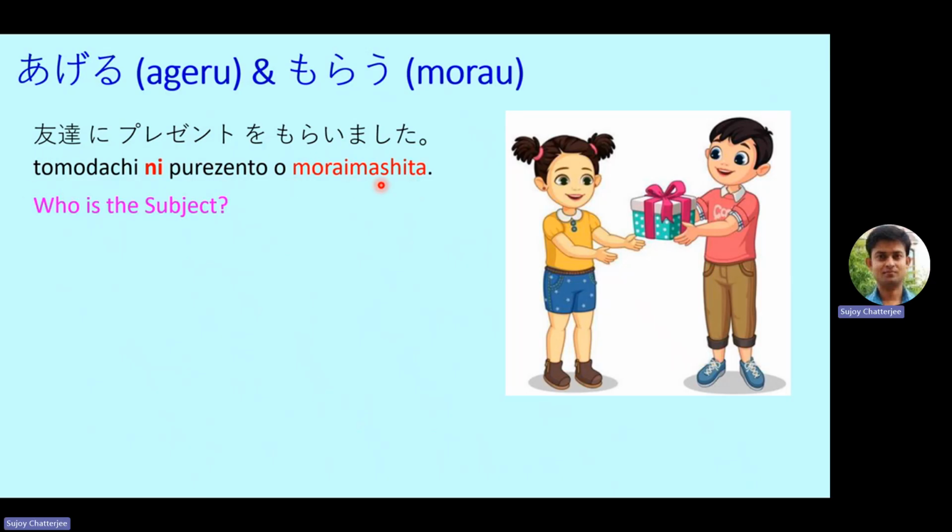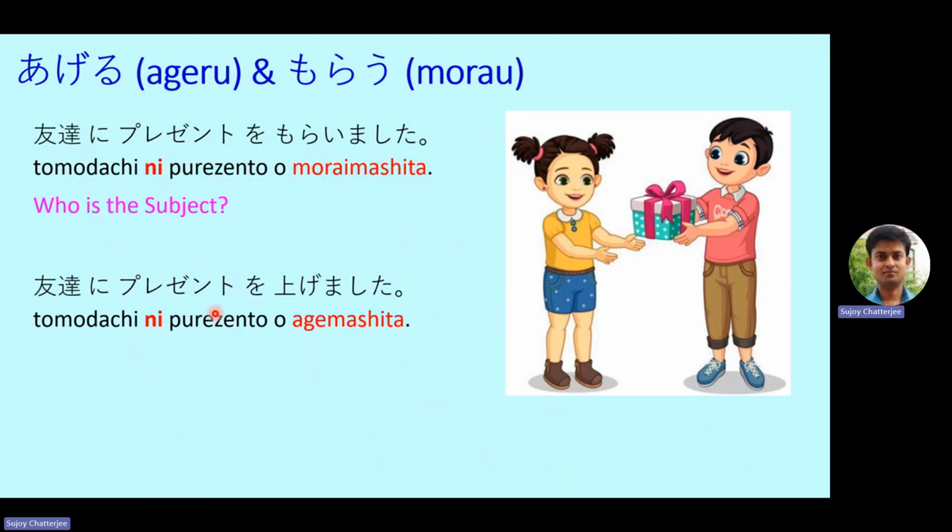Moraimashita means to receive. That means the subject of this sentence is the receiver. So in this figure, who is receiving? This girl is receiving, right? Because we can see it's being given by this boy to this girl. That means the girl is saying Tomodachi ni purezento o moraimashita. Watashi wa tomodachi ni purezento o moraimashita. So this is the girl who is saying this sentence.